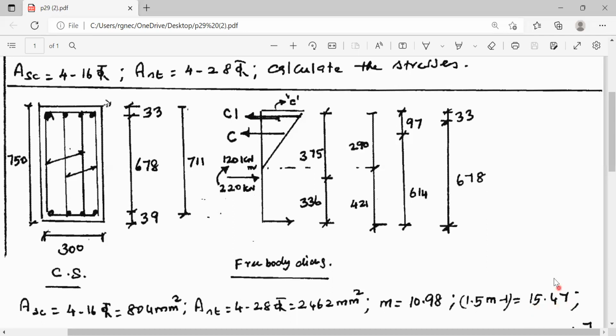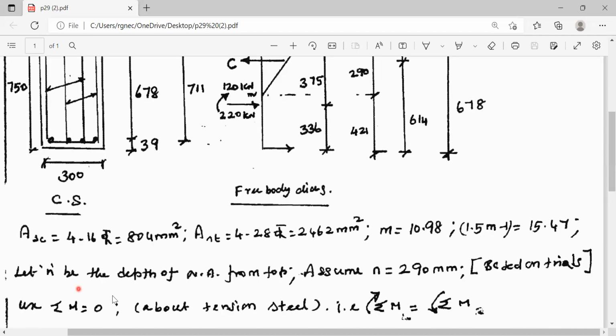Now we will discuss the various parameters of the free body diagram. To begin with, this calculation of stresses involves assumption of one value for the neutral axis. Here, based on repeated trials, the neutral axis is assumed as 290 mm. Here n is the depth of the neutral axis. Here we are assuming the n value as 290 mm. This is based on repeated trials.